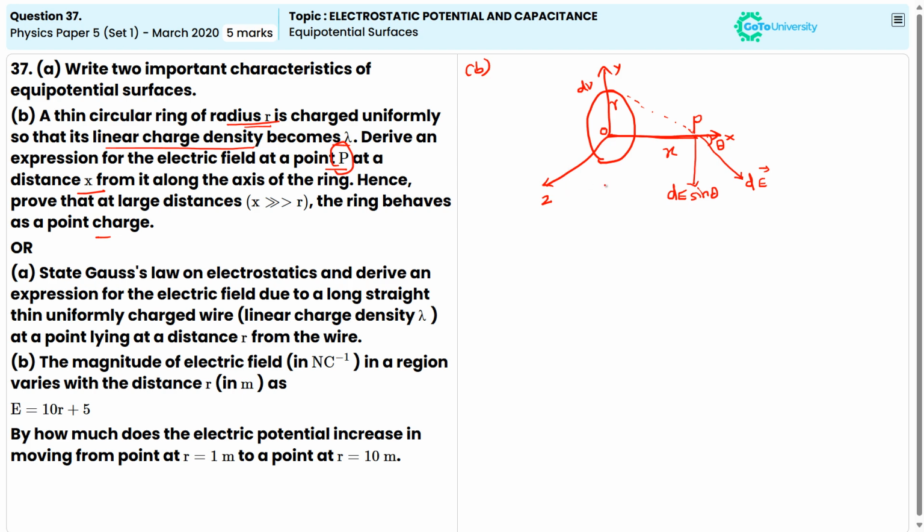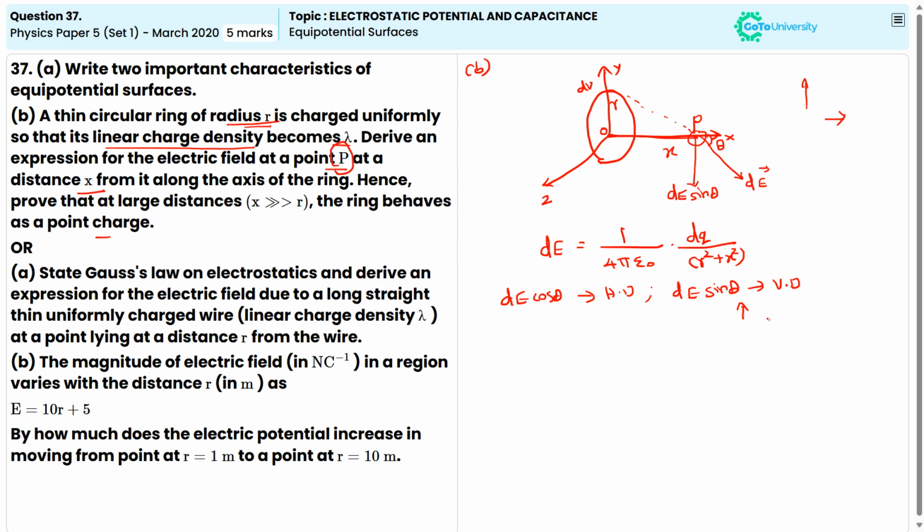The electric field due to any element, treated as a point charge, at point P we can write as dE equal to 1 by 4 pi epsilon naught into dQ by r square plus x square. This electric field at the point P will have two components, one in the vertical direction and the other in the horizontal direction. See here, dE cos theta is along the horizontal direction, and dE sine theta along the vertical direction. The vertical components will cancel the effect of each other due to the presence of the diametrically opposite element, so only the horizontal component will exist. The horizontal component of the electric field will survive at the point P.